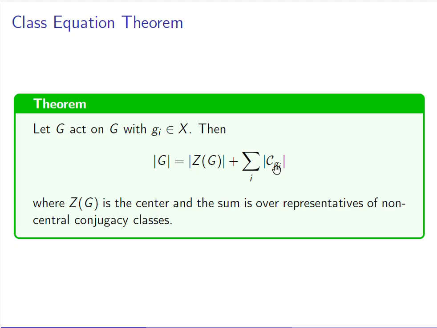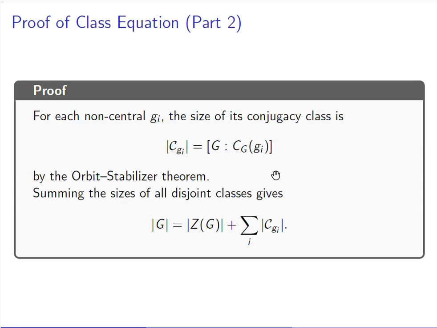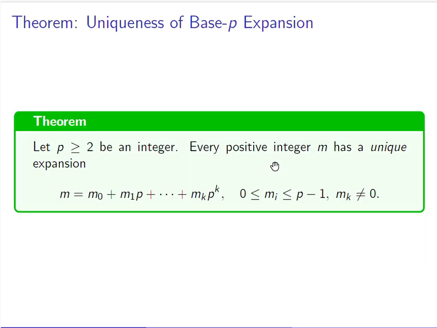For each single element, you collect its conjugacy class, C(g_i). If an element is not there, then you form its own conjugacy class and so on. Then you sum up the size of each of them, and the total is equal to the size of the group. The proof is just to collect the center and then add the sizes of the other conjugacy classes. That gives you the result.